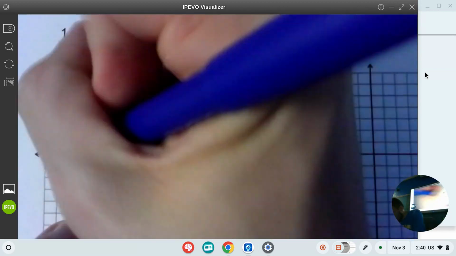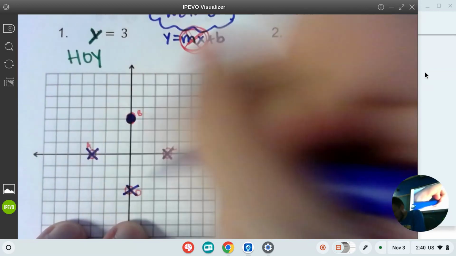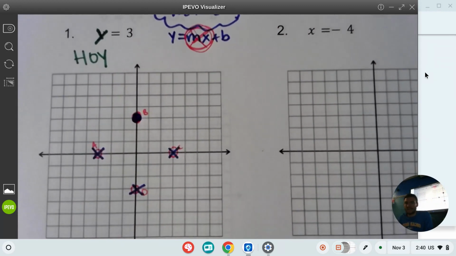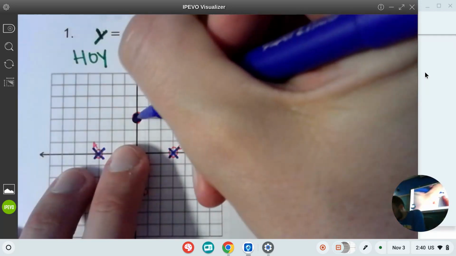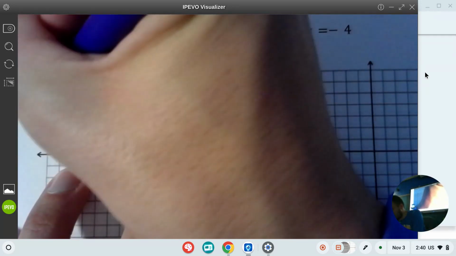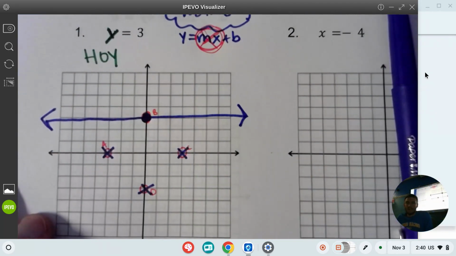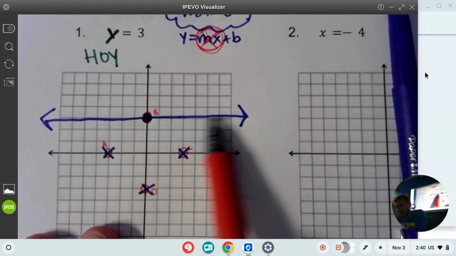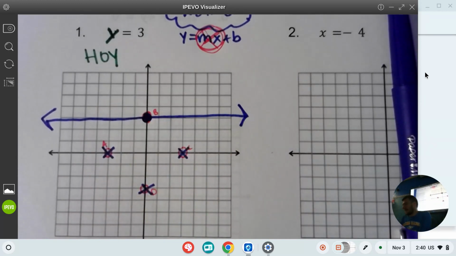All of these other points are not good. That is not where your graph goes. And if we need a horizontal graph, does that go up and down or does it go side to side? Horizontal goes side to side. Sorry, you probably already moved on to number 2. No big deal. So we get number 1. That's it. That's the whole thing. It just goes side to side. You just follow that line to the side and you'll be okay. All right?